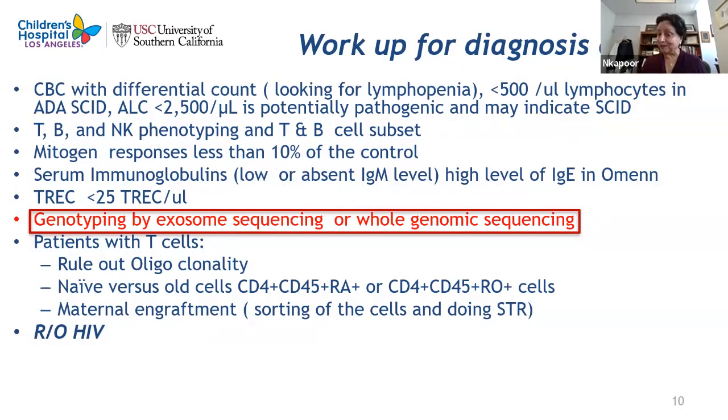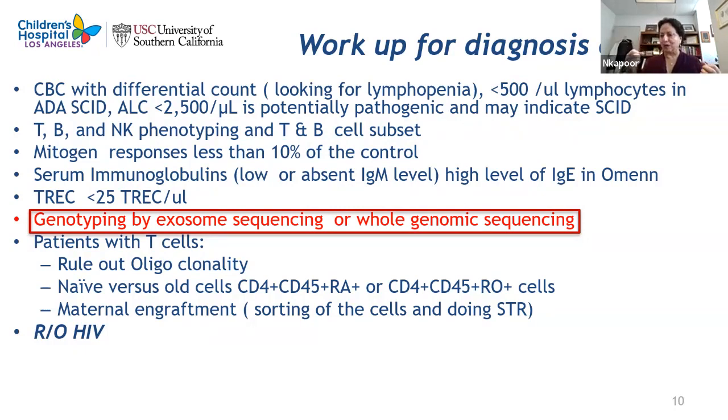So we have to establish that, because if RA positive cells are there, that means thymus is working fine. It's making new T cells. We don't need to worry about it. But if they are all RO positive cells and no RA positive cells are seen, then we need to worry about it. And then, as I mentioned to you earlier, the maternal engraftment is a very important part.